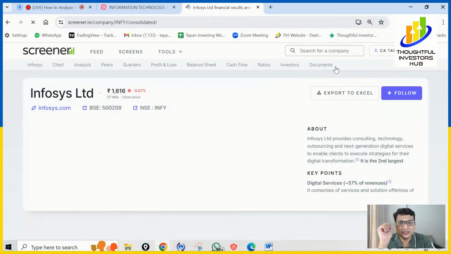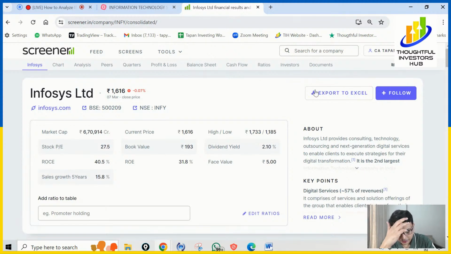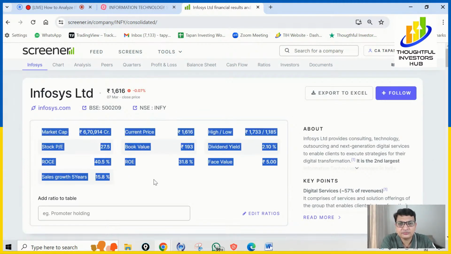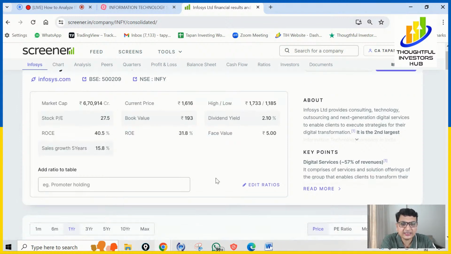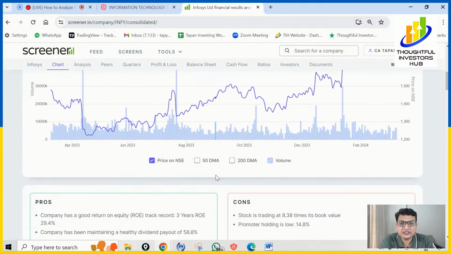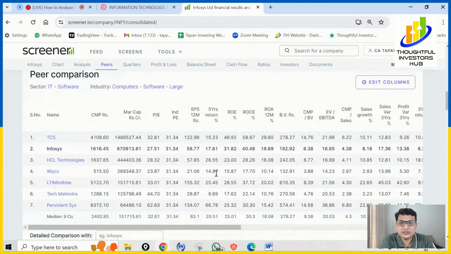Let me take on company Infosys. Okay, and now you can see this is one company. Now all the ratios are given here. Okay, you can check here, but the main thing is you can check it here with the peers comparison. Okay, this is the peers comparison.